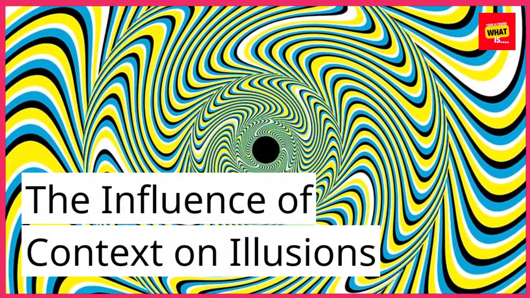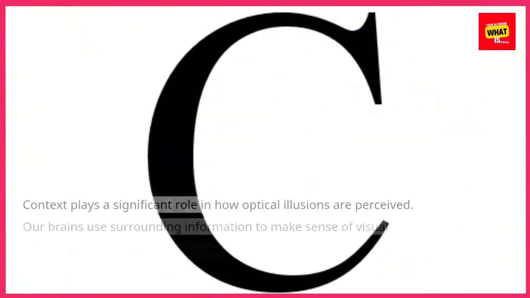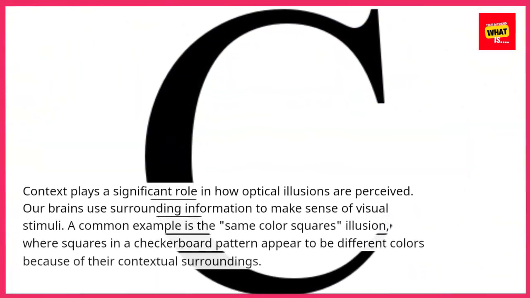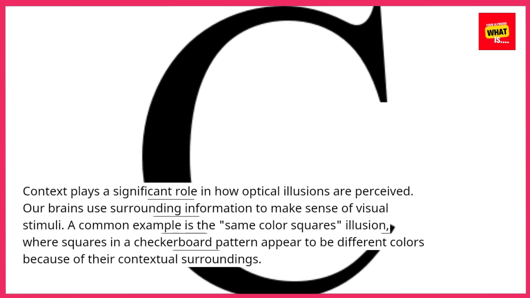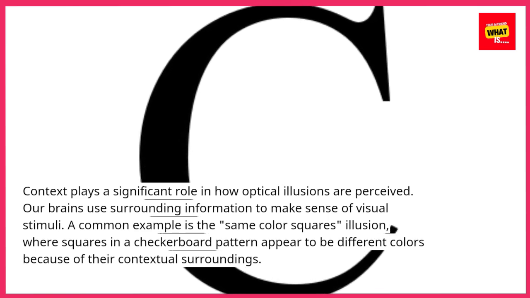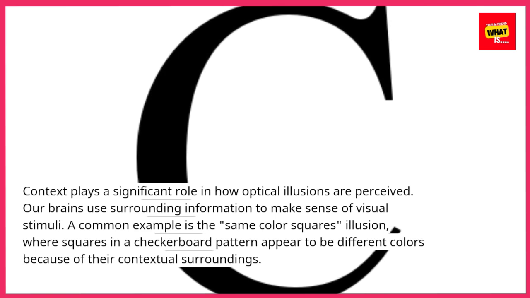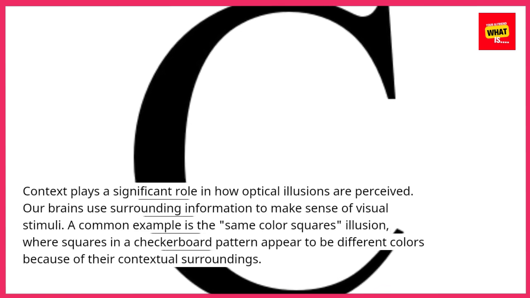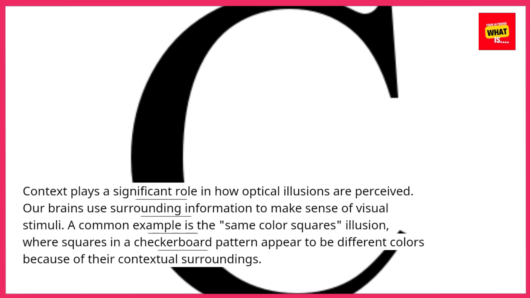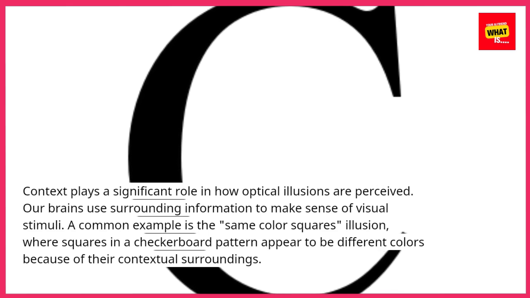The influence of context on illusions. Context plays a significant role in how optical illusions are perceived. Our brains use surrounding information to make sense of visual stimuli. A common example is the same color squares illusion, where squares in a checkerboard pattern appear to be different colors because of the contextual surroundings.